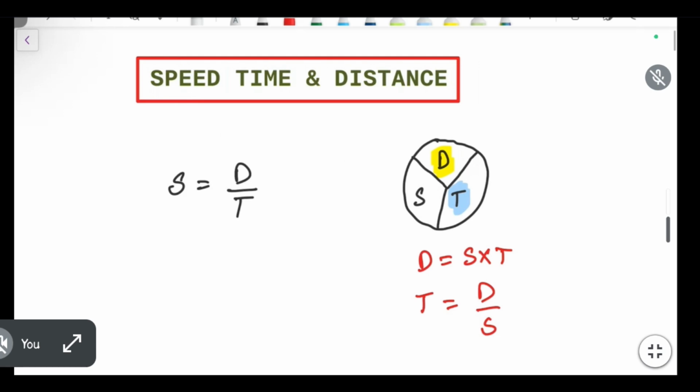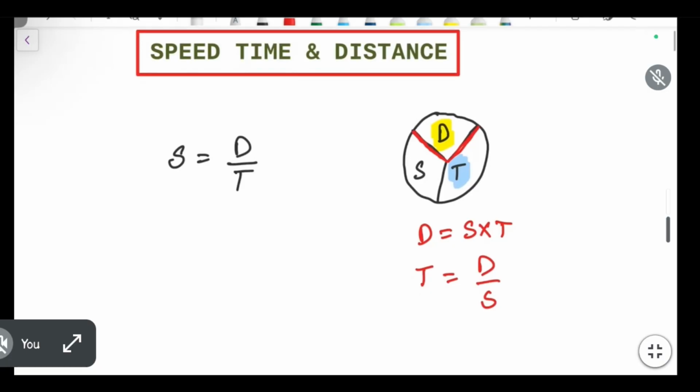You look here, there's a slash here, right? So think that this one is a division sign. Then in that case, time is equal to distance by speed. What about if you need to find speed? Then speed is equal to, you look here, distance divided by time. So these are the only formulas that we need. Distance is equal to speed into time, time is equal to distance by speed, and speed is equal to distance by time.